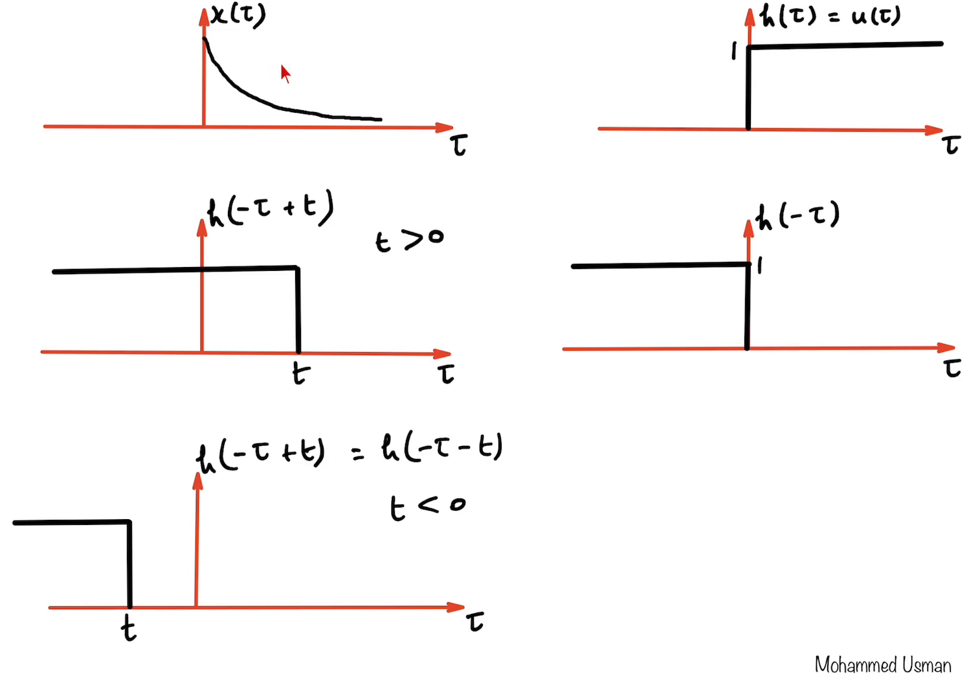When we multiply these two, it's going to be 0, because x of tau is 0 for tau less than 0, and this one is non-zero only for tau less than 0. So whatever is here gets multiplied by 0 over here, so that becomes 0. And for all tau greater than 0, this particular signal is 0. So 0 into anything is 0.